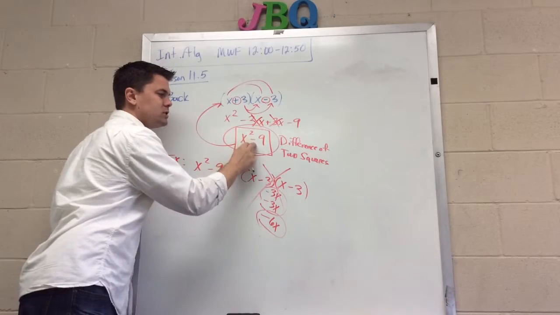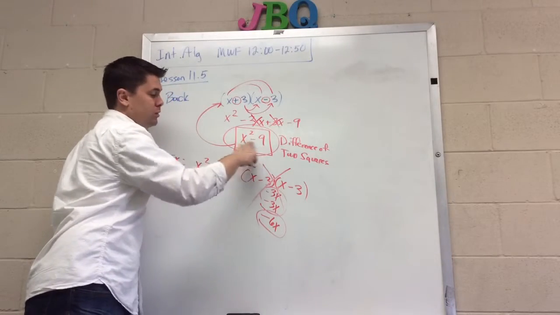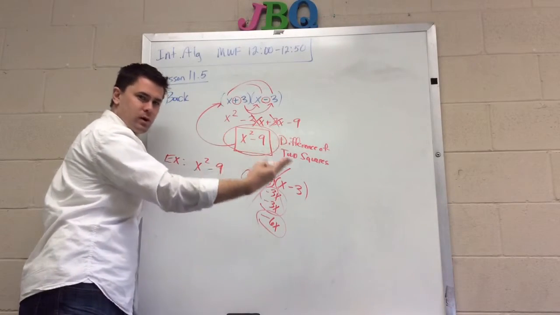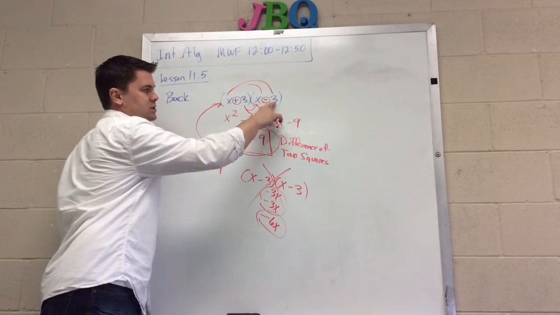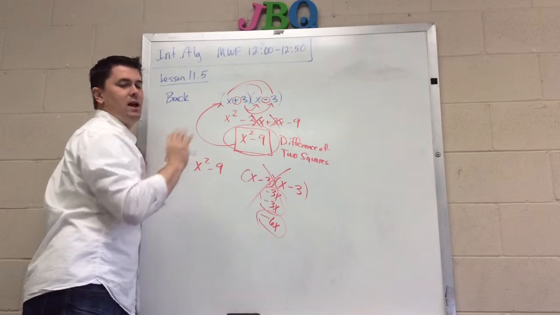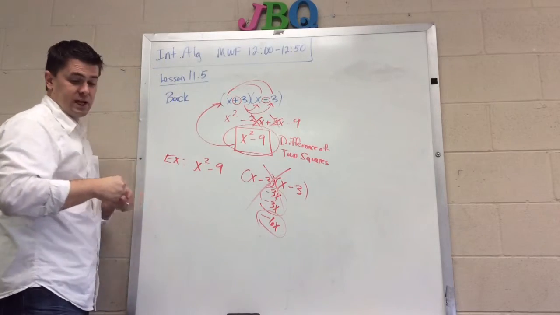So if you have a difference of two squares, it's going to be the square root of each of these terms. We talked about square root a minute ago. Square root of x squared is x. Square root of 9 is 3, plus minus. That's the difference of squares. Let's take a look at a few examples.